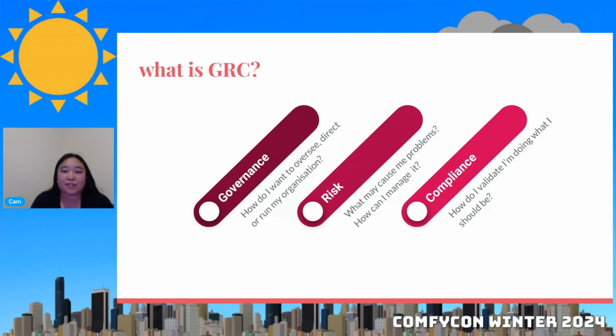And then governance: what are the policies in place? What are the processes in place? How do I actually go about doing these things? Which veers more into your traditional GRC.